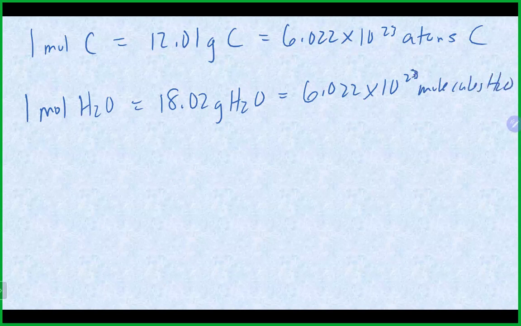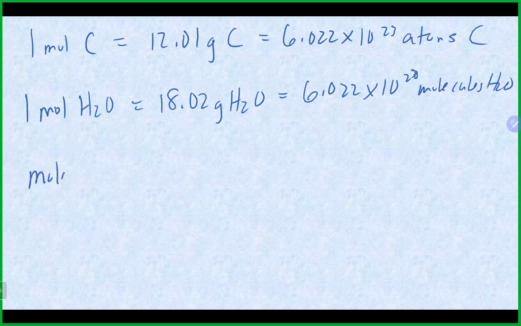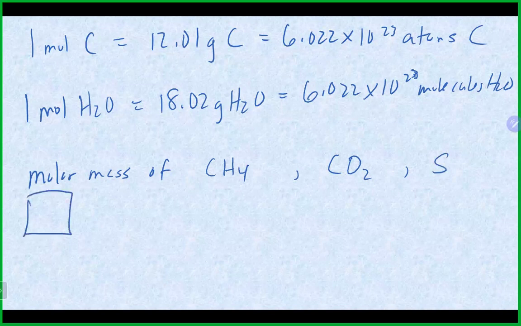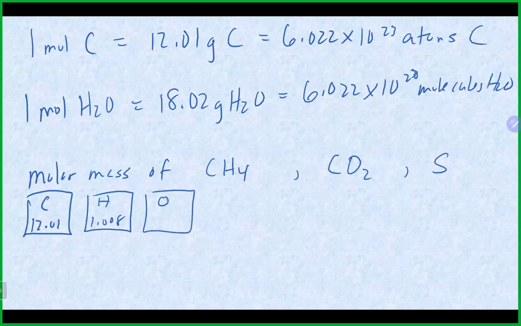So for example, here, what is the molar mass of CH4? And why don't we do CO2? And why don't we do sulfur? So I can give you some things from the periodic table. It'll be helpful. Carbon, hydrogen, oxygen, and sulfur here.